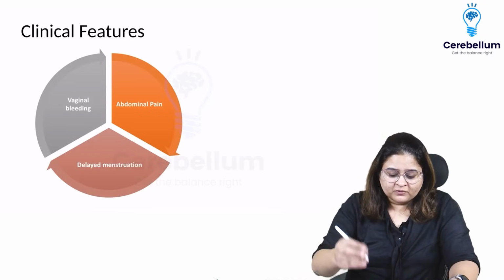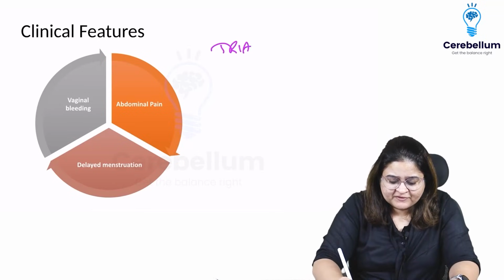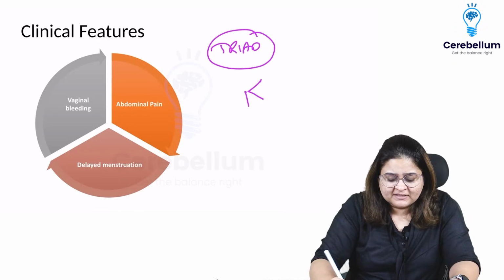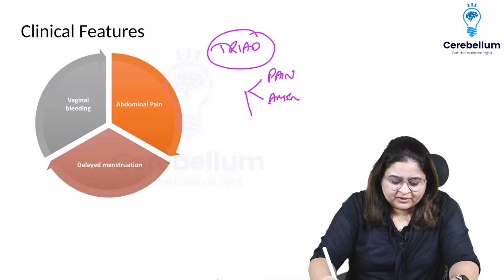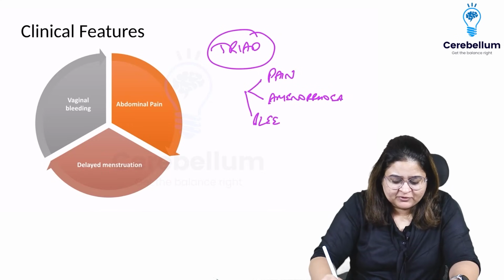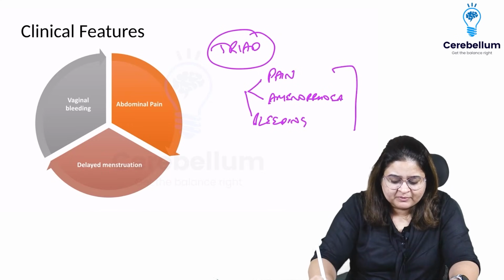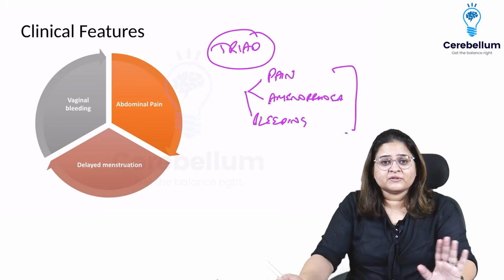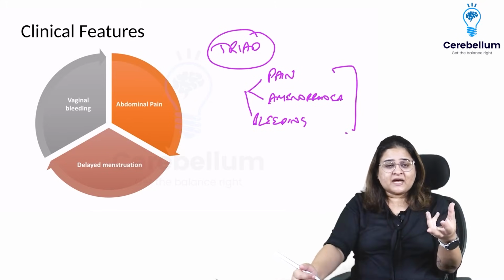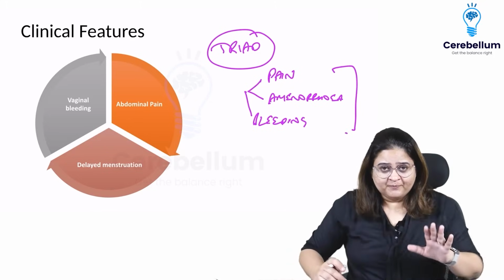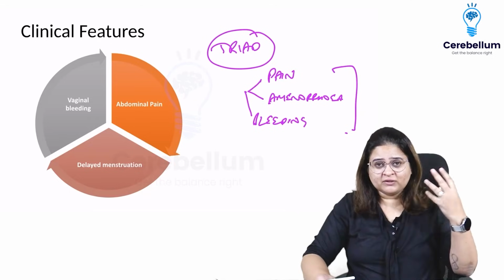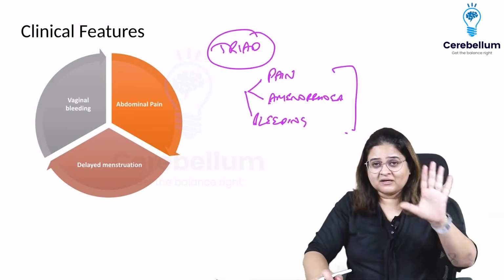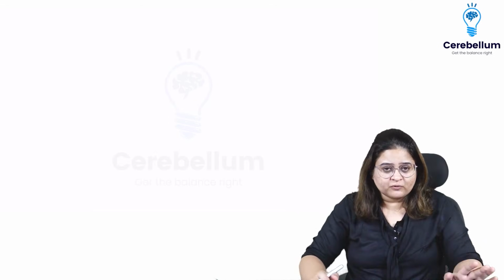pregnancy. Now, this is the triad of symptoms. Ectopic pregnancy has this classical triad of symptoms of pain, of amenorrhea, and of bleeding. Now, the same triad you see in abortions also, but remember this classical triad of symptoms has been specifically described for ectopic pregnancy. So, when you have these three in your mind, other than abortion, start thinking of ectopic pregnancy also.